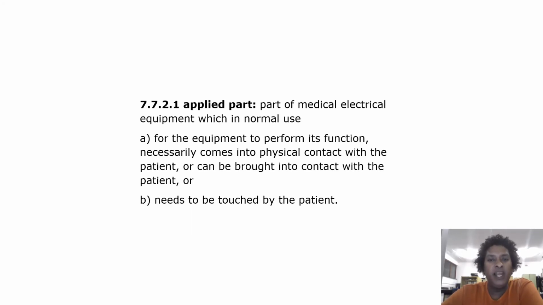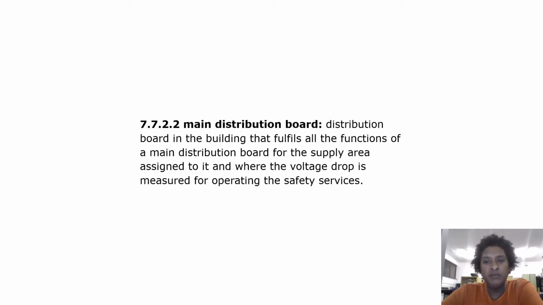Terminology for medical locations. Applied part. Part of medical electrical equipment which in normal use for the equipment to perform its function necessarily comes into physical contact with a patient or can be brought into contact with a patient or needs to be touched by the patient. Main distribution board. Distribution board in the building that fulfills all the functions of a main distribution board for the supply area assigned to it and where the voltage drop is measured for operating the safety services.